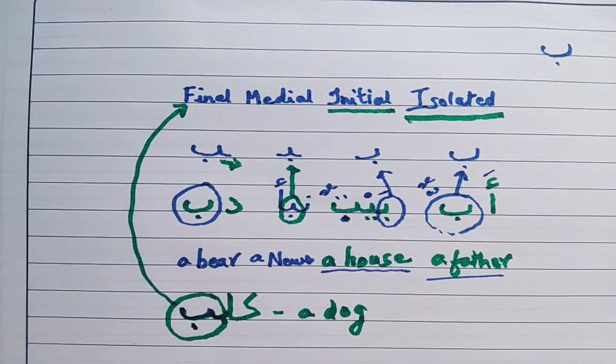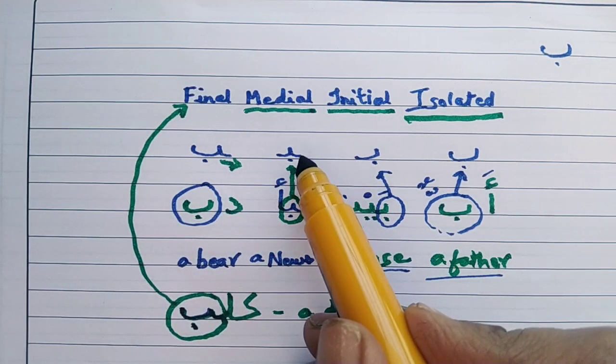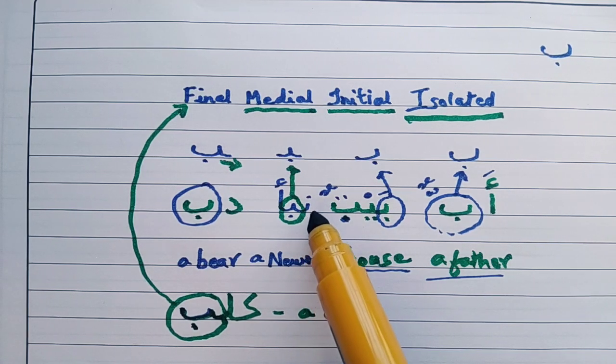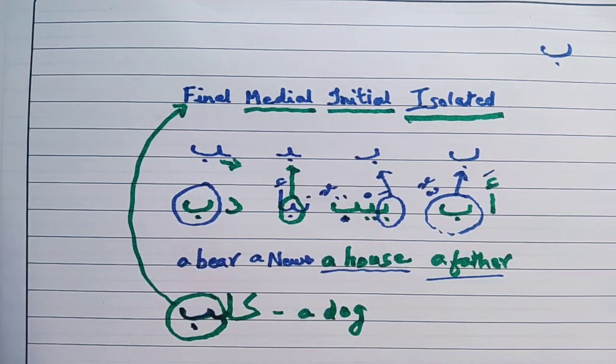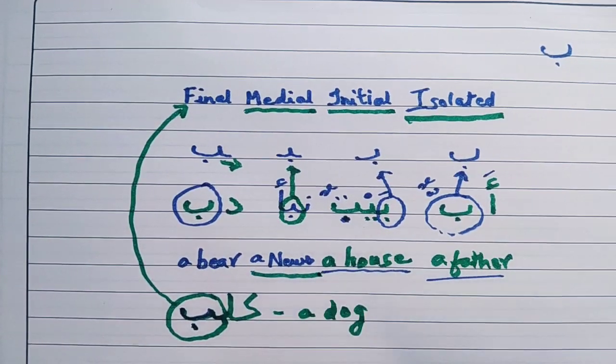Then in medial form, what I did, this is a medial form. I took an example, a word, nabun. Nabun means a news. So it's a news.